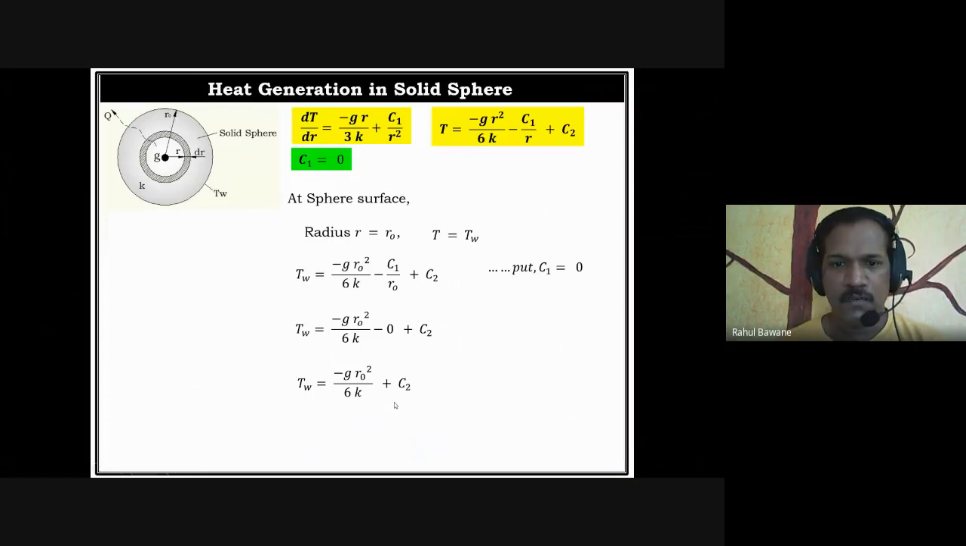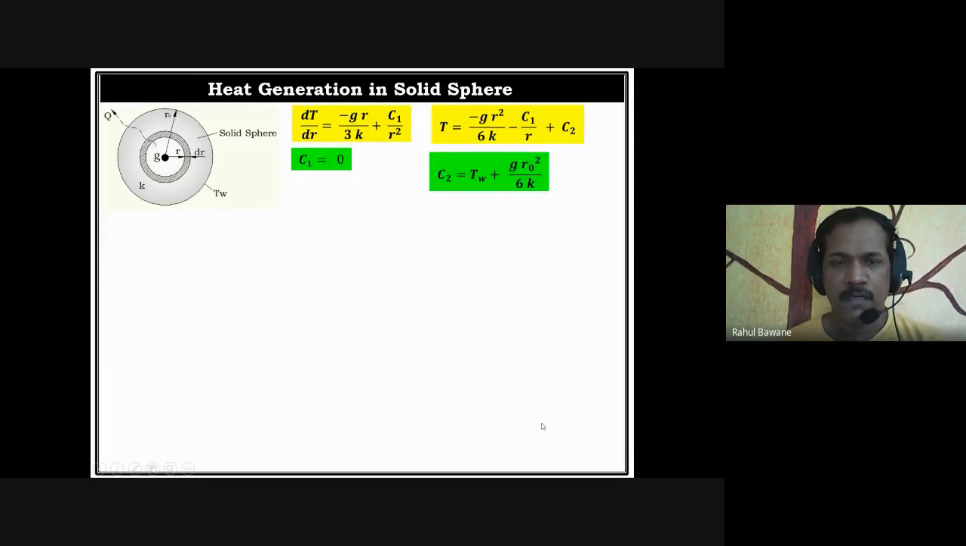And we are interested in finding the value of C2, so we have to shift this minus G R0 square upon 6K on the left hand side. So we get the value of C2. C2 is T wall plus G R0 square upon 6K. Now we have the C1 value, C2 value, and temperature distribution equation. So we will replace the C1 and C2 values in this temperature distribution equation.